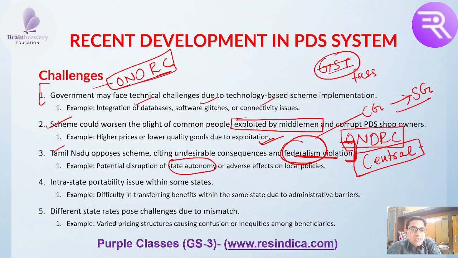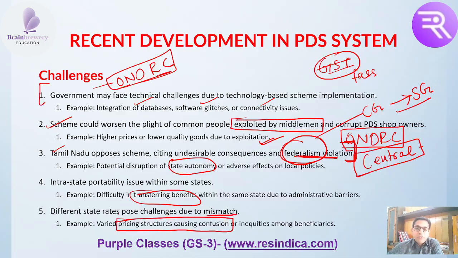Okay, then there is the interstate portability issue with some states, because there is a lot of data transferring benefits. Some states are giving different types of benefits, and other states are giving different types of benefits. Maybe in one state you are getting more rice, in another state you are getting more wheat. Based on that, there will be issues with the transferring of benefits. Then different states' rates pose a challenge due to mismatch, pricing confusion, and commodity confusion, which will again lead to inequality among the beneficiaries that you are going to provide.